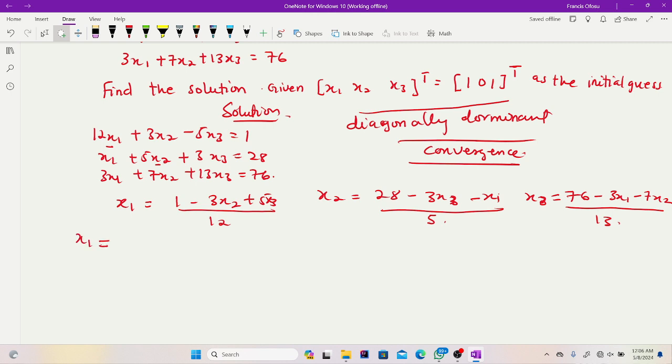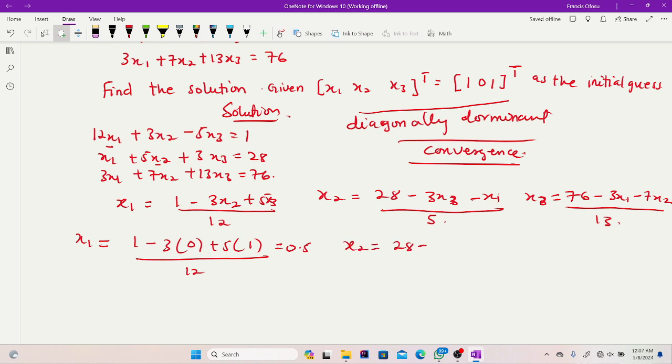My x1 will attain a new value simply by substituting the initial guess into it. So x1 is simply equal to 1 minus 3 open bracket x2, which is 0, you just put 0 here, plus 5 times x3, which is 1, all over 12, right? So this becomes my x1, and this is giving me 0.5. Because this should be 0, you'll be getting 1 plus 5, which is 6. 6 on 12 is 0.5.